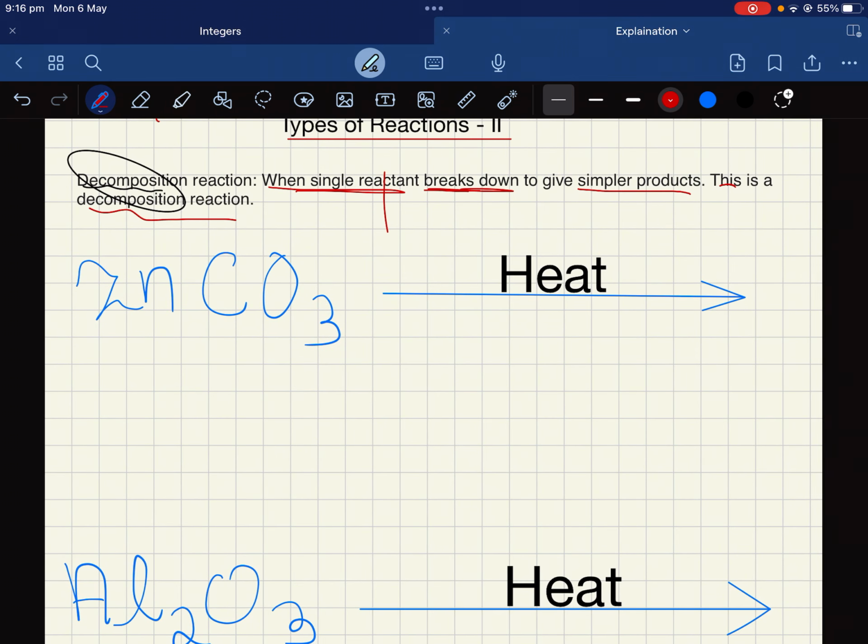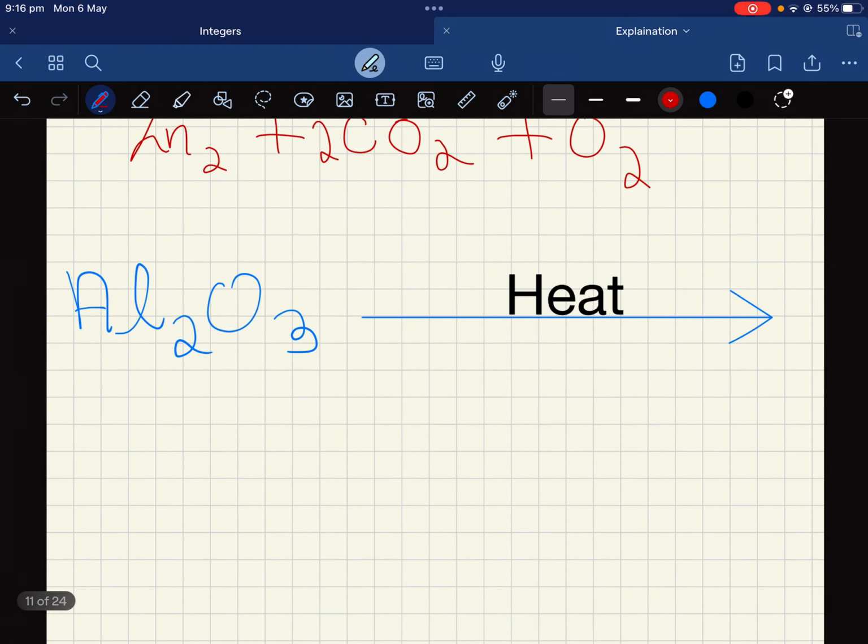Now we have zinc carbonate, and we want to complete the reaction. The reaction will be zinc oxide plus CO2 plus O2. To balance the equation, we will just put a 2 here. This will become 2. Next we have CO3. 2 3s are 6, and here we have 2 plus 2, 4. So we will just put a 2 here. The carbon is also balanced, and thus the equation is balanced.